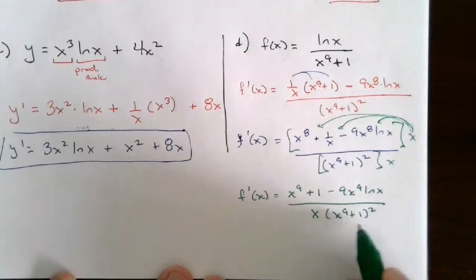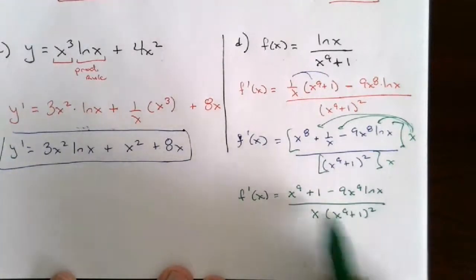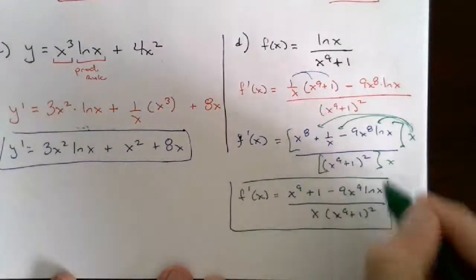Remember, you can't distribute the x into here because of that power of 2 on the outside. None of these are like terms. Nothing factors out to cancel. You have to leave it like that.